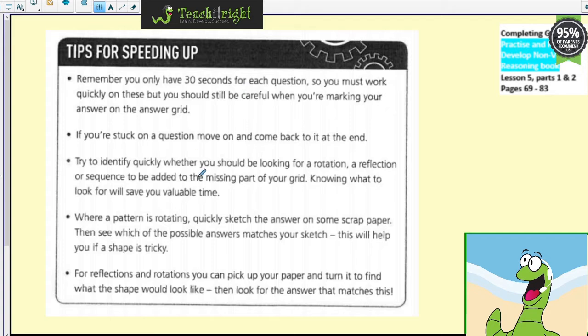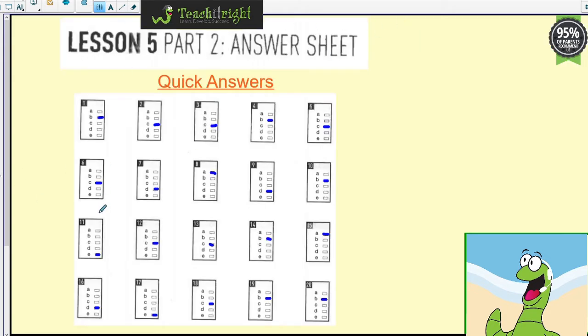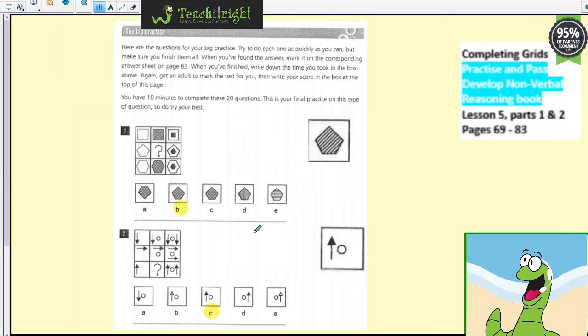So again, here's some of the tips for speeding up. I'm going to jump straight, I think, to this one for the quick answers for part 2. Okay, that's enough. So I'm going to now go through in detail. If you want some more time on this page, please just pause it here. Otherwise, let's just jump into it. So this is the big practice, 20 questions. Let's run through them nice and speedily.